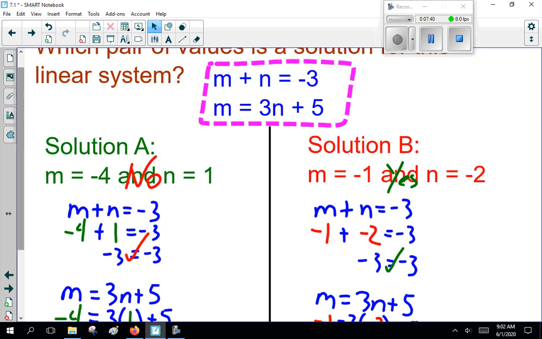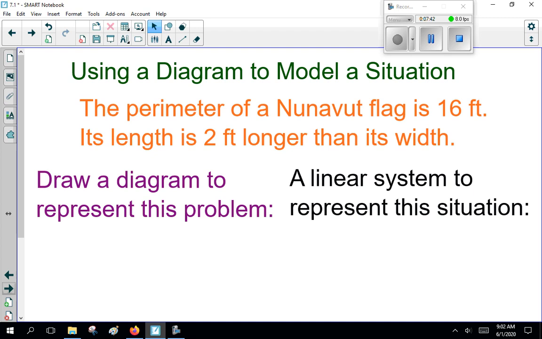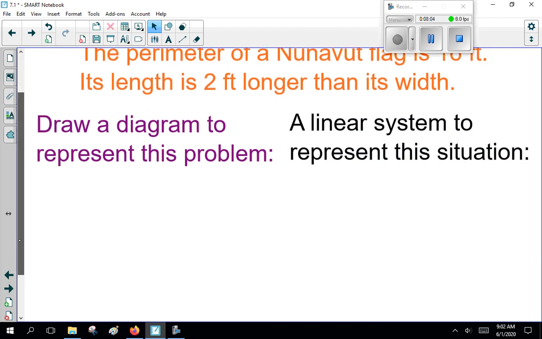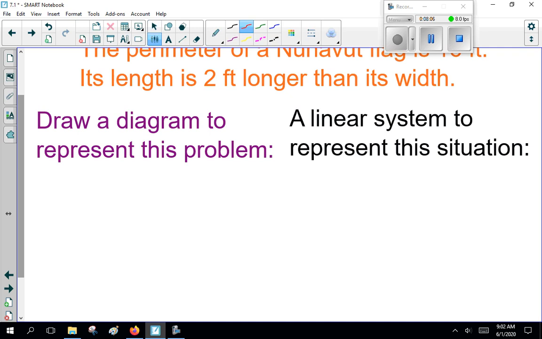I hope. All right, now, getting back to making the equations, the other part of this that's a bit iffy, or you guys need to practice on. So here, using a diagram to model a situation. The perimeter of a Nunavut flag is 16 feet. The length is 2 feet longer than its width. So draw a diagram.